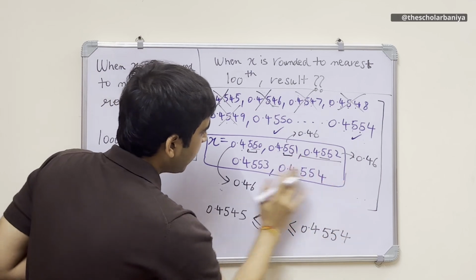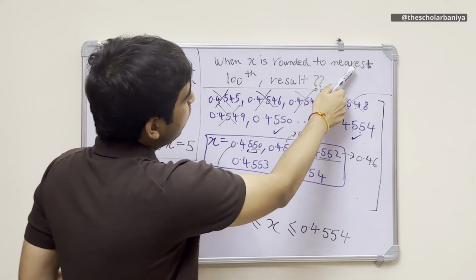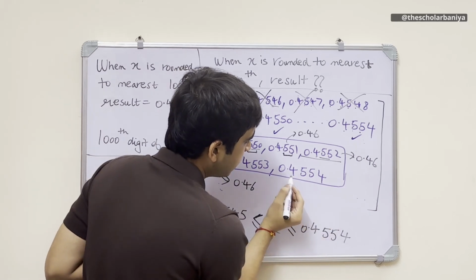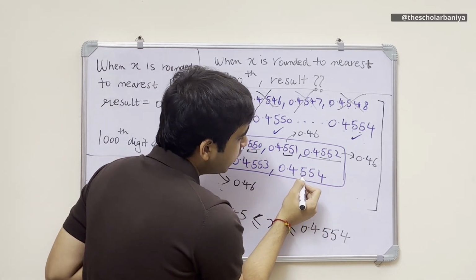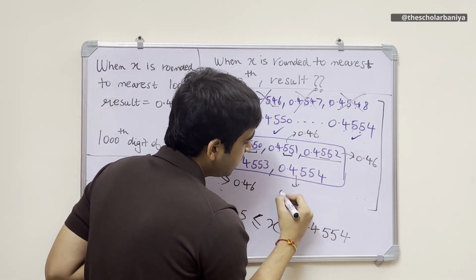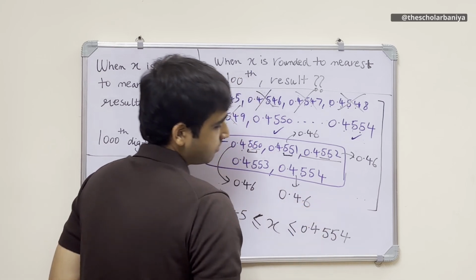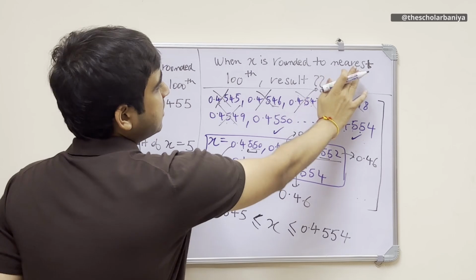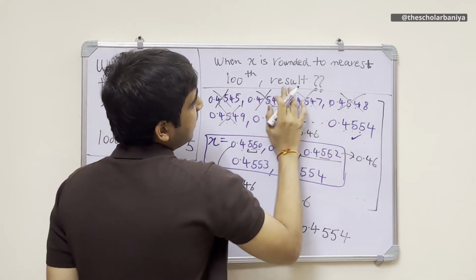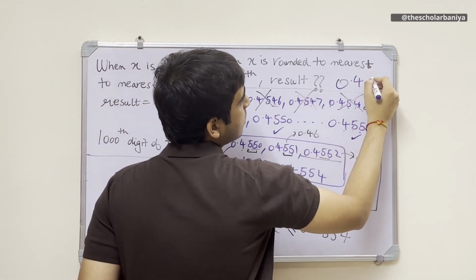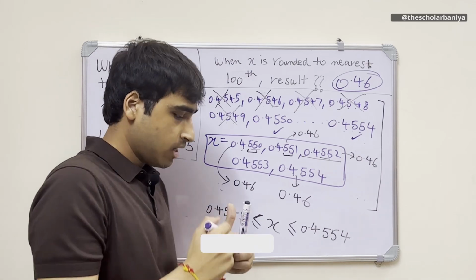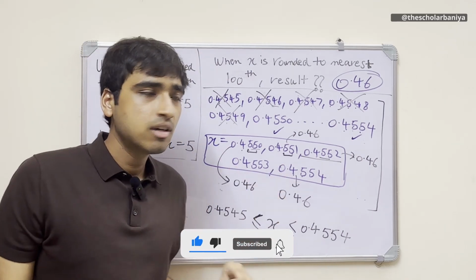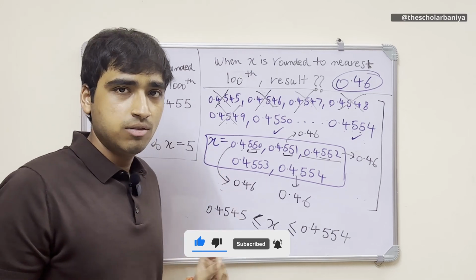So no matter what value of x you take, and if you round it off to the nearest hundredth, the result will be 0.46. For example, even in this case, if we round it off to the nearest hundredth, the answer will be 0.46. So your final answer becomes: when x is rounded to the nearest hundredth, the result is 0.46. I hope this is clear. Just try to understand a little bit and look carefully. This should be fine.